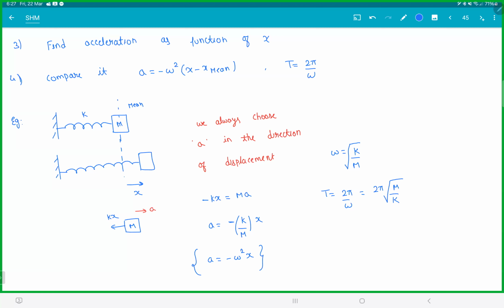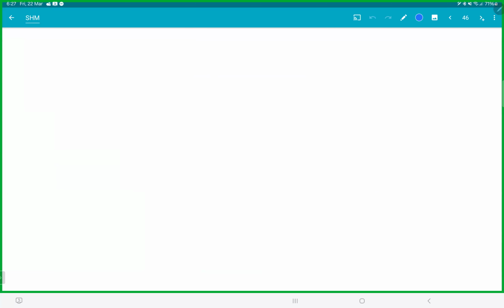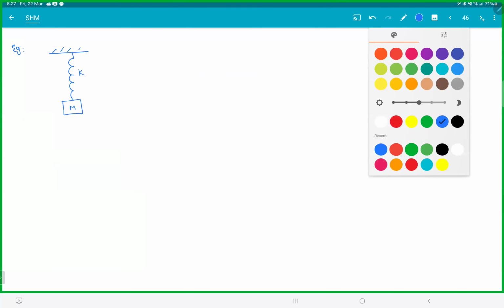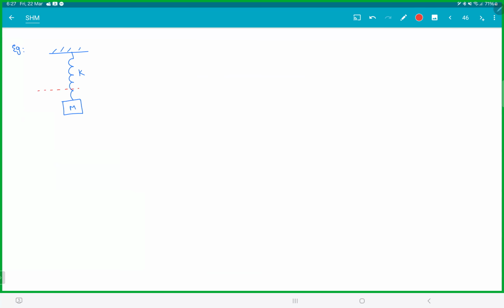Let me take one more example. Same thing, let's say the block is already hanging from the ceiling. Now, this is where you have to be careful. This is your natural length, but this is your mean position. Mean position is a point where the net force is 0. This is y. So ky is equal to mg.